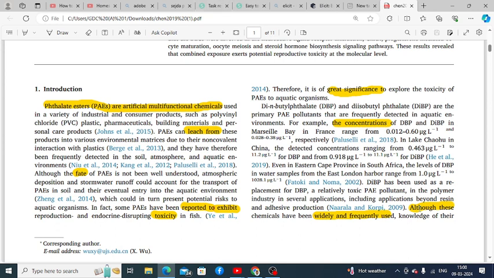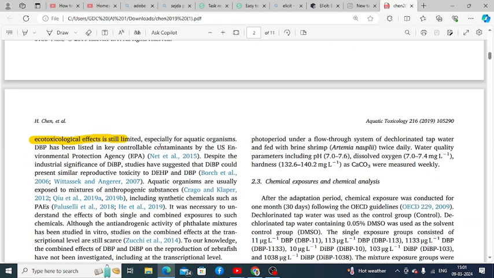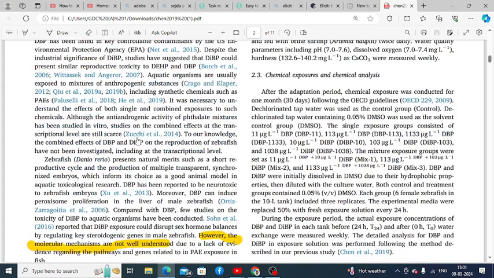See, in the last sentence, they clearly mentioned that although these chemicals have been widely and frequently used, knowledge of their toxicity is still limited. So when they did the literature review, they did not find any study on the effects of these toxicants on aquatic organisms. Okay, so this is the information that is very crucial here.